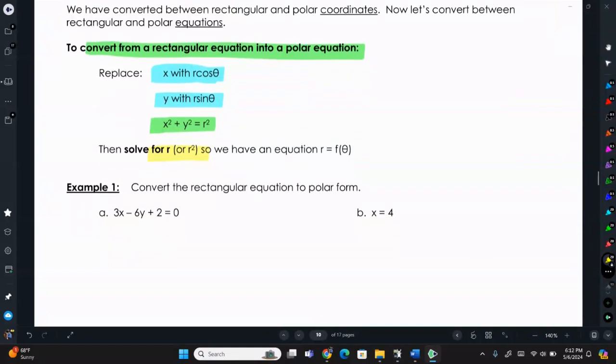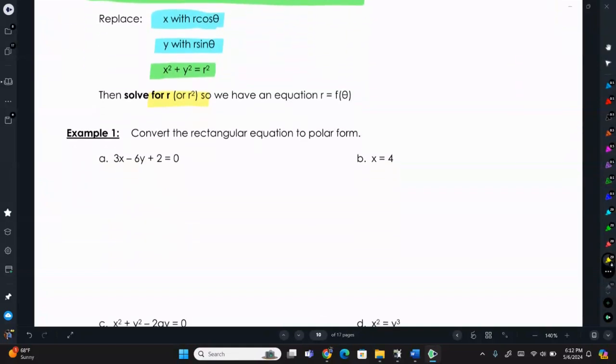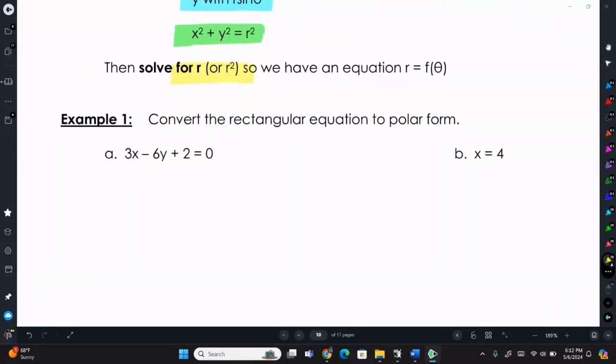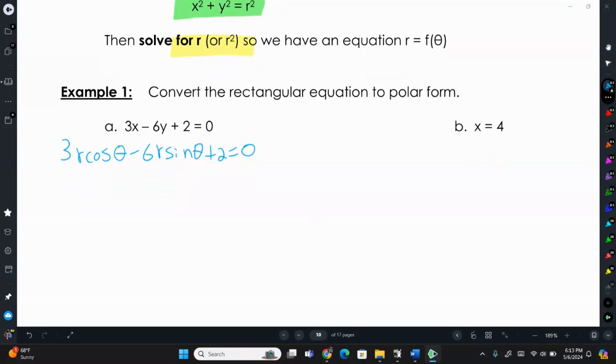All right, so let's look at example 1. It says 3x minus 6y plus 2 equals 0. So we're going to switch x to r cosine theta. So 3 times r cosine theta minus 6 times r sine theta plus 2 equals 0. So now we need to get r by itself. We'll subtract 2 from both sides. So 3r cosine theta minus 6r sine theta equals negative 2.